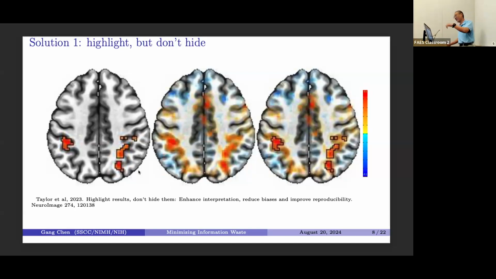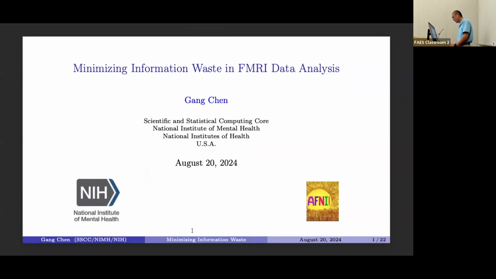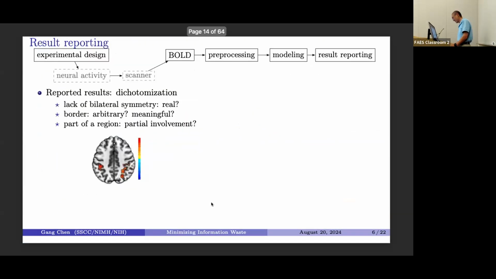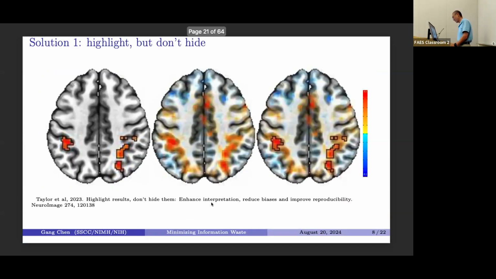Since I can't get out of the slide, go to the terminal and show them the GUI, to show how to present the display approach: highlight but don't hide, and how to fade away. So that's the first solution. All right, let me quickly go here.